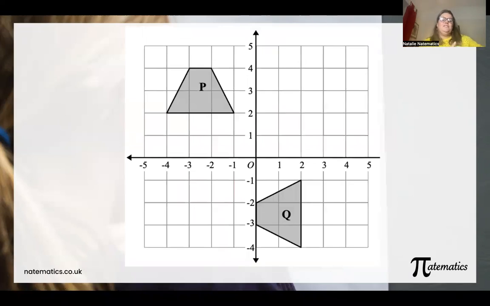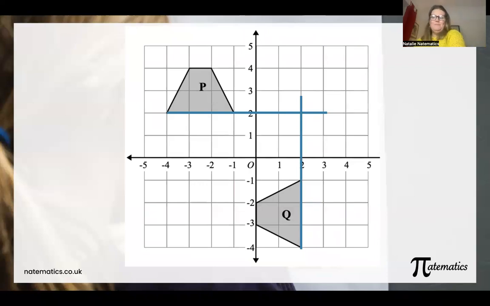Okay, what's happened to this one? Can you see? Is it enlargement? No. Is it a translation? No. Is it a reflection? No. It's a rotation. Now, what I'm going to show you is a little tip for this.